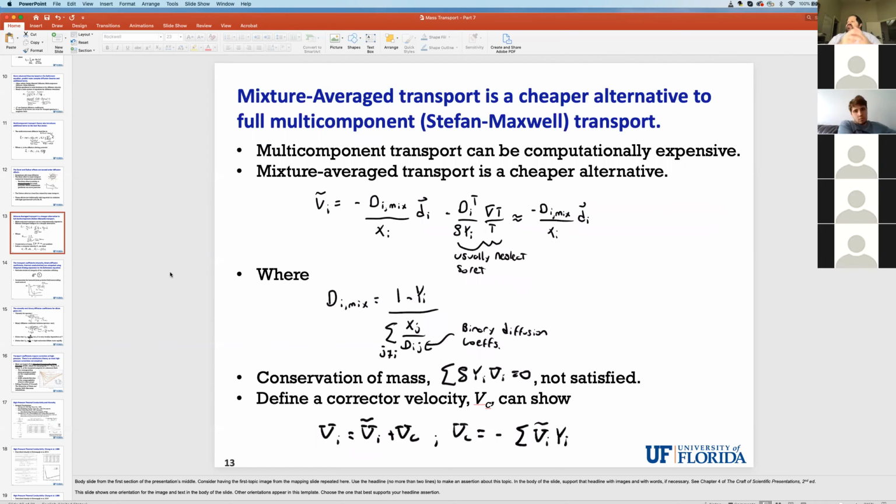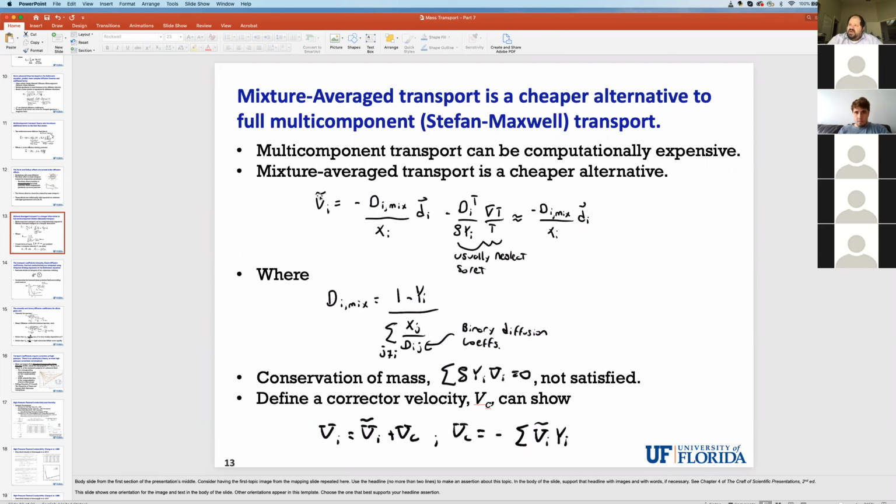And so instead, there's so-called mixture average transport. It's an approximation to the full multi-component or Stefan-Maxwell transport, and it's a cheaper alternative. Essentially, what you do is define the diffusion velocity to be some mixture averaged mass diffusion coefficient. This is no longer a binary diffusion coefficient, so we need to compute that, over the mole fraction times a diffusion potential. And if you want to include the Soret effect, you can. It's not very commonly done, to my knowledge, with mixture averaged. So normally the mixture averaged diffusion velocity is just given like this.